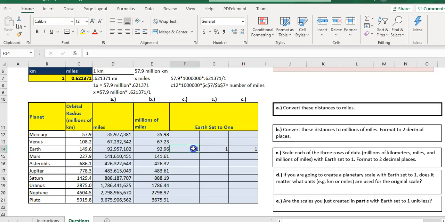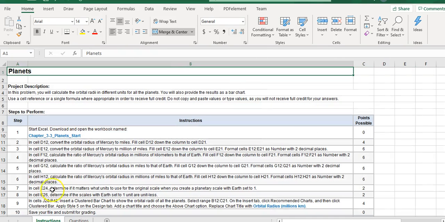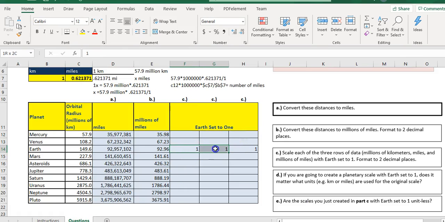Now these are all supposed to be, let's check real quick on our instructions, formatted as a number with 2 decimal places. So we're going to format each of these as a number with 2 decimal places. And we've got the 2 decimal places. So this is what they're telling us to do. Earth is always going to be 1, and they want to figure out what are these other values in relationship to Earth being set to 1.